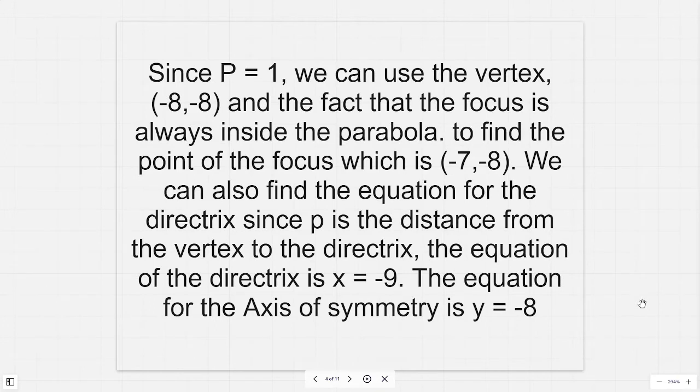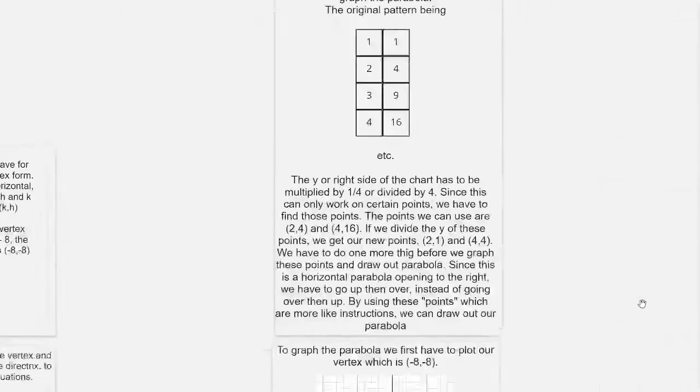Since P equals 1, you can use the vertex negative 8, negative 8, and the fact that the focus is always inside the parabola to find that the point of the focus is negative 7, negative 8. We can also use this to find the equation of the directrix, since P is the distance from the vertex to the directrix and the vertex to the focus. The equation of the directrix is x equals negative 9. The equation for the axis of symmetry is y equals negative 8.